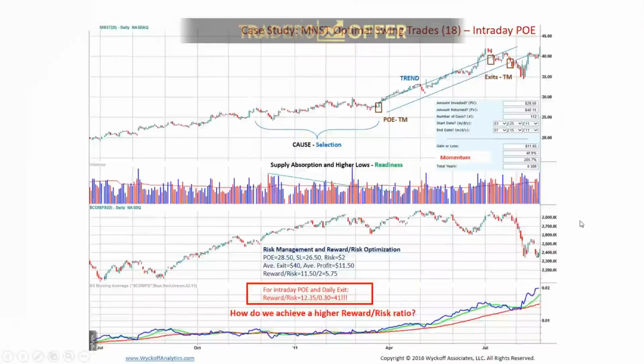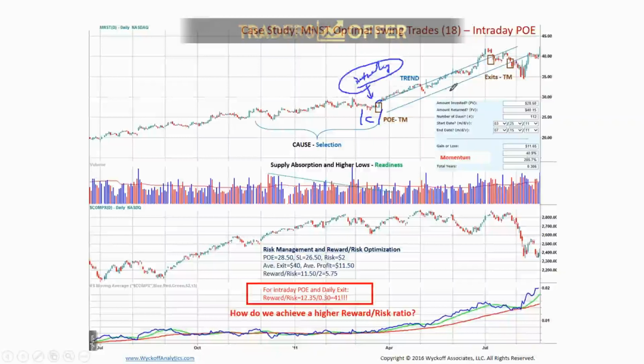So let's look at this a little bit more. And specifically, I'm looking at Monster Beverages here out of the trading range that we've looked at before. And once we are going into the potential phase C, what I'm going to do is I'm going to start intraday trading this stock.